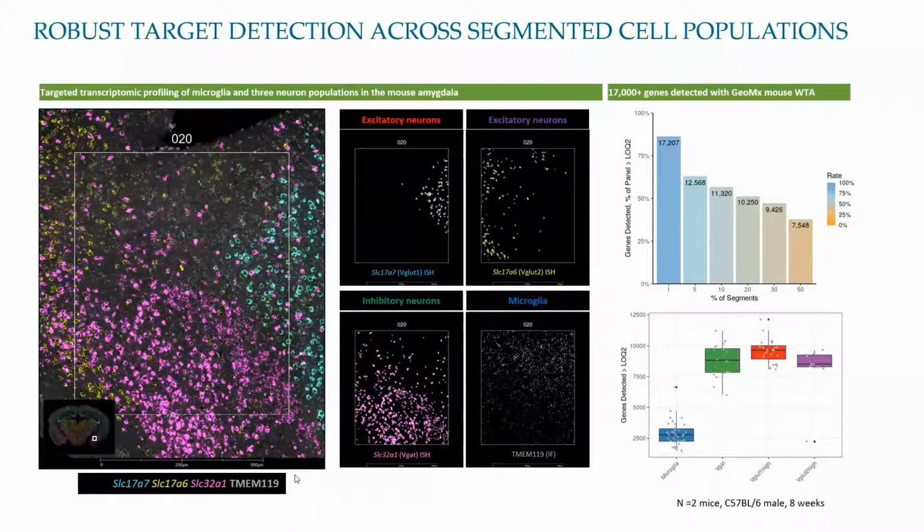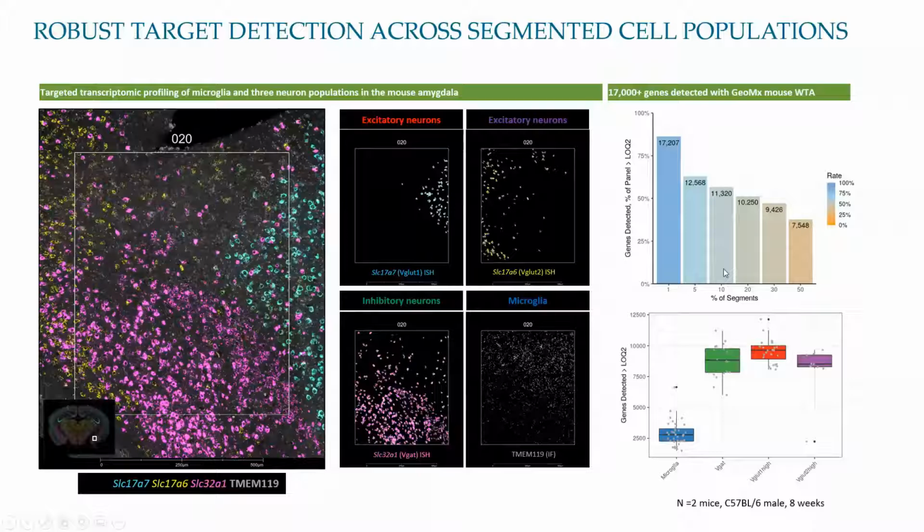And depending on the distribution of the cells within each of the ROIs, we were able to profile 4 different cell populations within a given region. So as you can see here, based on the expression pattern, we either saw excitatory neurons or inhibitory neurons or microglia. So we were able to identify each of these populations within a given region of interest and then profile this region for transcriptomic analysis using the GeoMx.